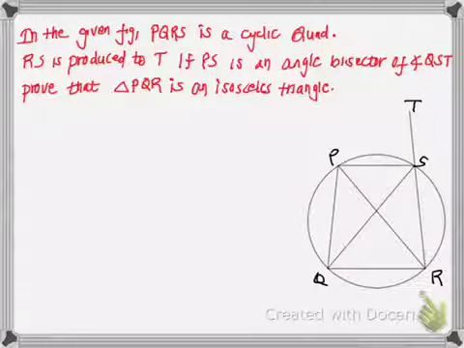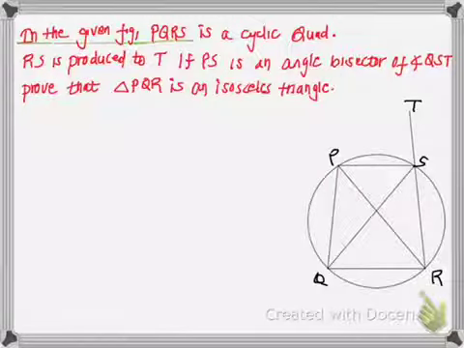Hello and welcome back. So in this tutorial we'll be looking at another question based on circle. Let me first read the question. The question says, in the figure PQRS is a cyclic quadrilateral.